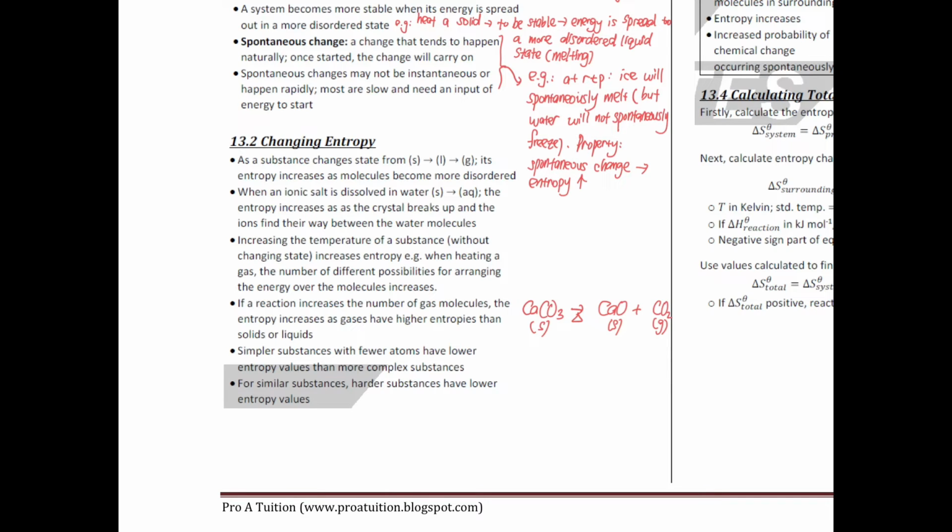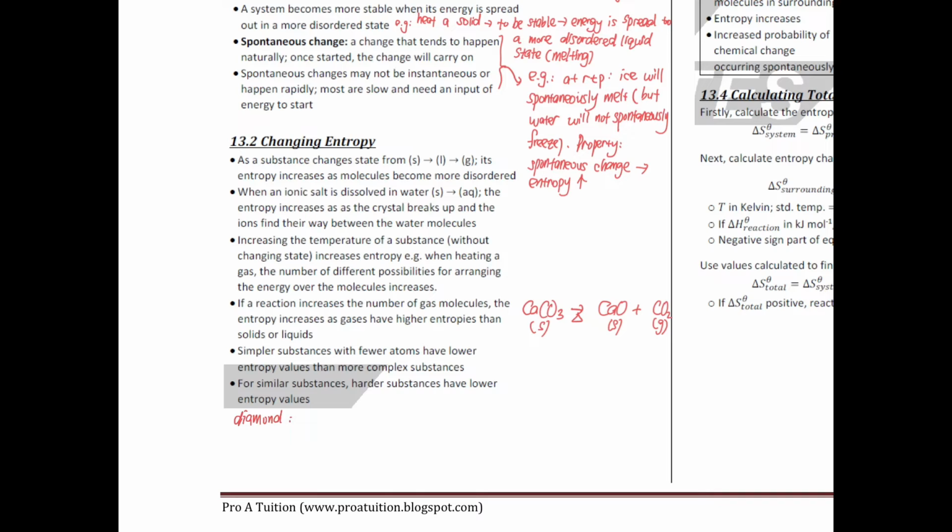For similar substances, harder substances have lower entropy values. It's related to disorderliness also, in fact. So let's say, for example, diamond. Diamond is just sp3. It's carbon that extends in tetrahedral shapes only. So it is the hardest substance on earth. So of course, according to the words here, it has a lower entropy value. So that should be reasonable.